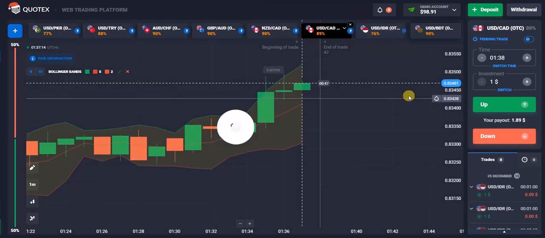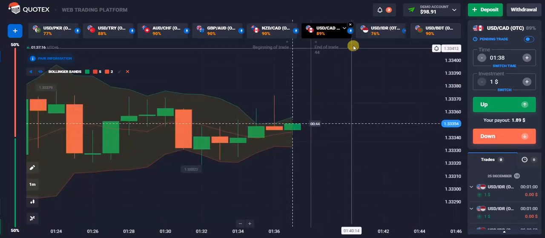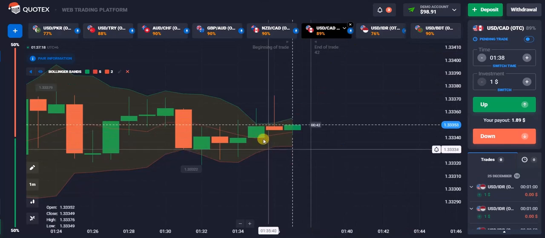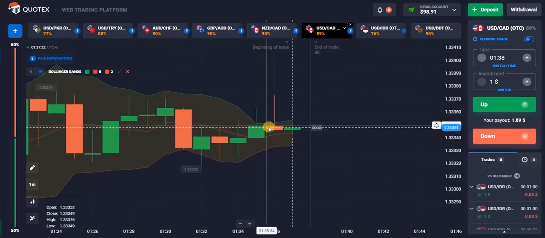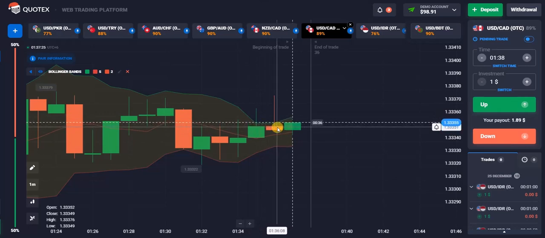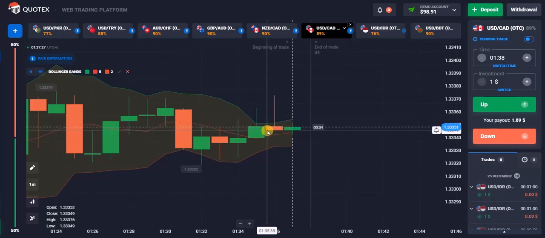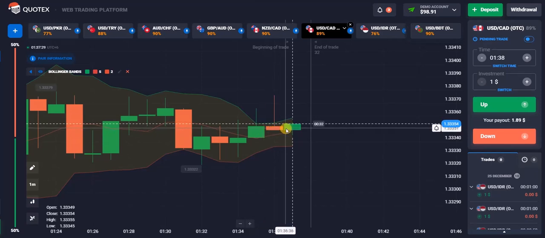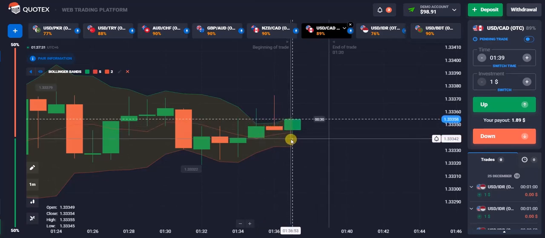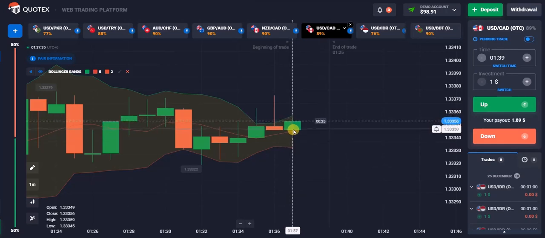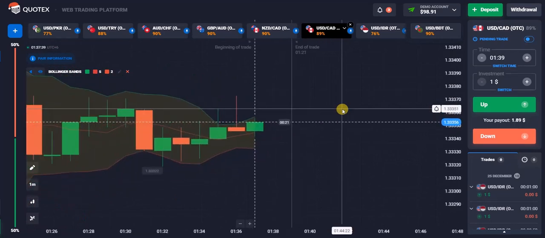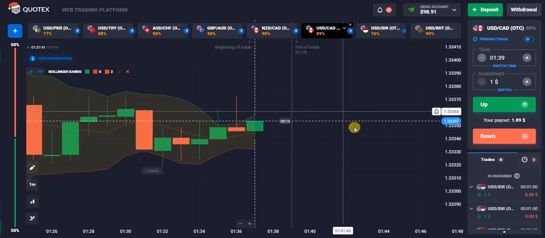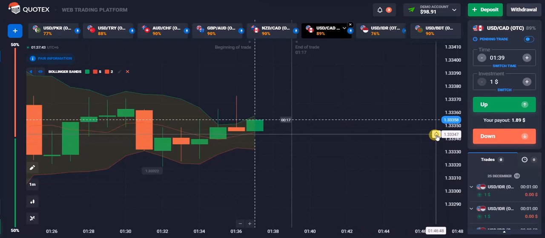As you can see, this green candle touched the upper line and then it created a red candle. So based on our strategy, we had to take a down call to win, but unfortunately this candle is going up. So let's see if it becomes a red one or not. If it becomes a red one, we're gonna get a bell.